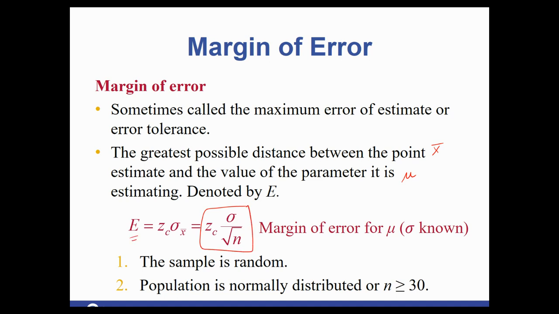E stands for margin of error. So E equals ZC times your population standard deviation, that's given to you, and then divided by the square root of n. That's your sample size. That is also given to you in your problem. Now, the only two things that we have to check for is that our sample is random, and then it's going to be one of two things. It's either going to say normally distributed in there, or your sample size is bigger than 30. We still need to meet that criteria in order to solve the problems.